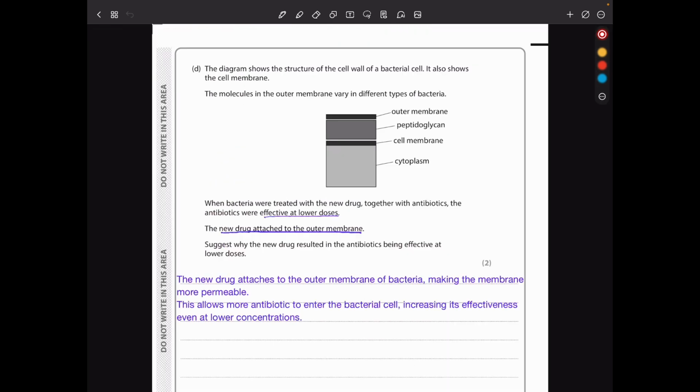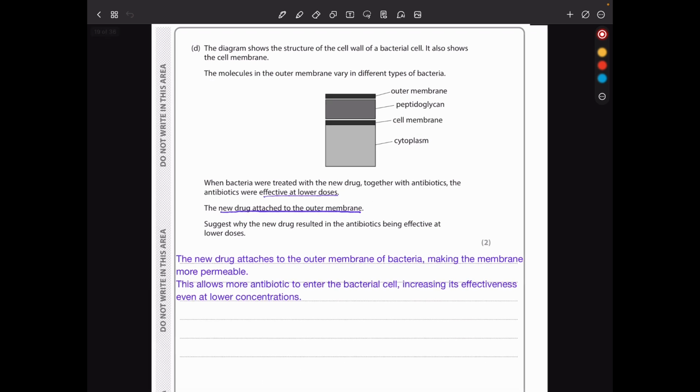Then they say the diagram shows the structure of the cell wall of a bacterial cell. It also shows the cell membrane. The molecules in the outer membrane vary in different types of bacteria. So we see there is an outer membrane, the peptidoglycan, we see the cell membrane, and then the cytoplasm. They say when bacteria are treated with a new drug together with the antibiotic, the antibiotics were effective at low doses. The new drug attached to the outer membrane. Suggest why the new drug resulted in antibiotics being effective at low concentration.